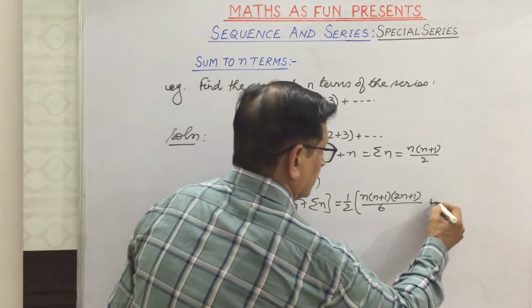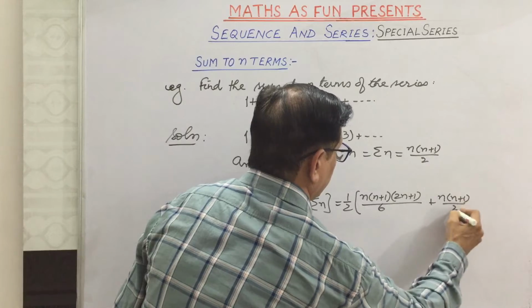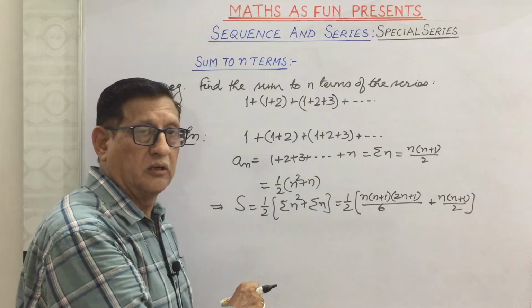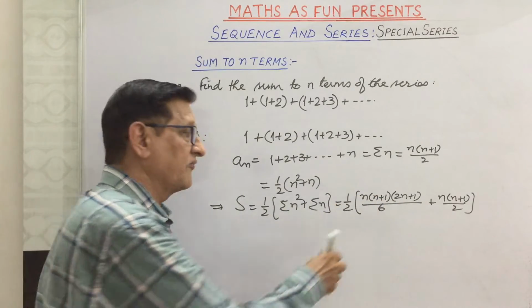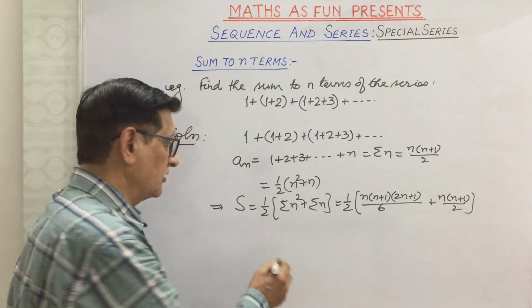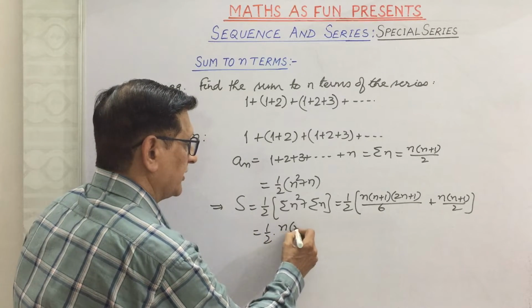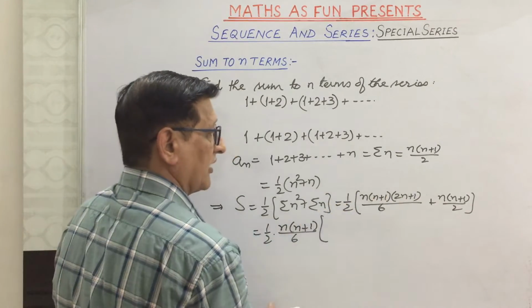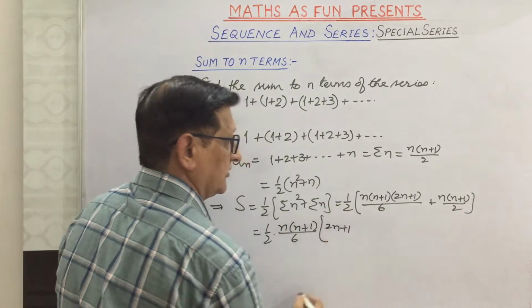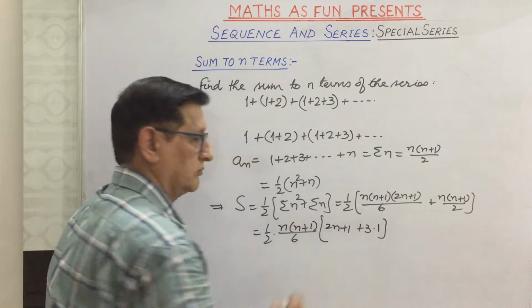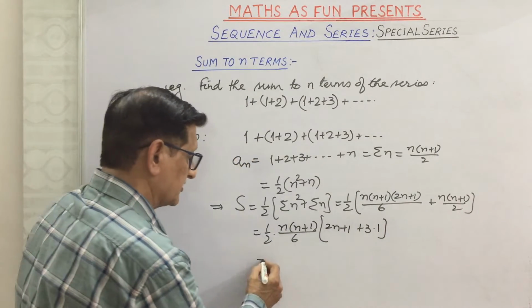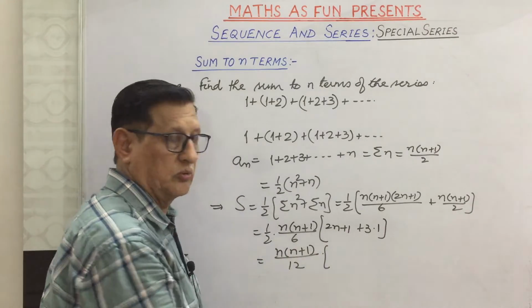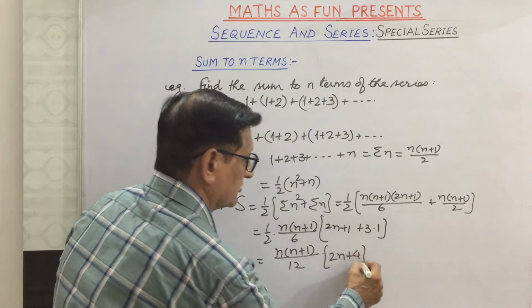We know sigma n is n into n plus 1 by 2. We are getting n into n plus 1 by 2 as common, and if we take 6 as LCM, this will come as 1 by 2 n into n plus 1 by 6 here. And in this we will have this as 2n plus 1 plus 3 into 1. When we simplify this, this comes as n into n plus 1 upon 12 into 2n plus 4.